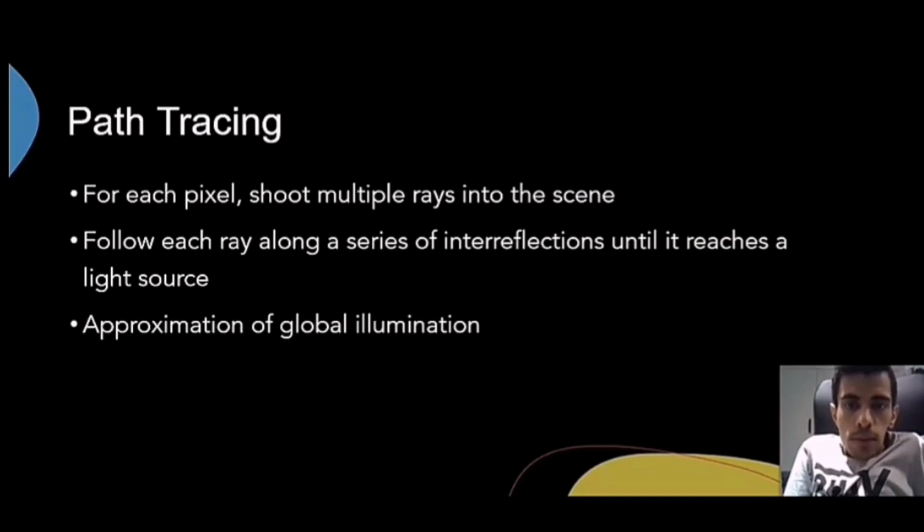So one way that we can approximate global illumination is through path tracing. Path tracing can be thought of as an extension to ray tracing. Just like ray tracing, we shoot virtual rays of light through every pixel in our screen and see what they hit. But unlike ray tracing, we don't just stop after hitting the first object. Instead, we follow those rays along a series of reflections and redirections until we reach a light source, hence tracing the full path of the rays.